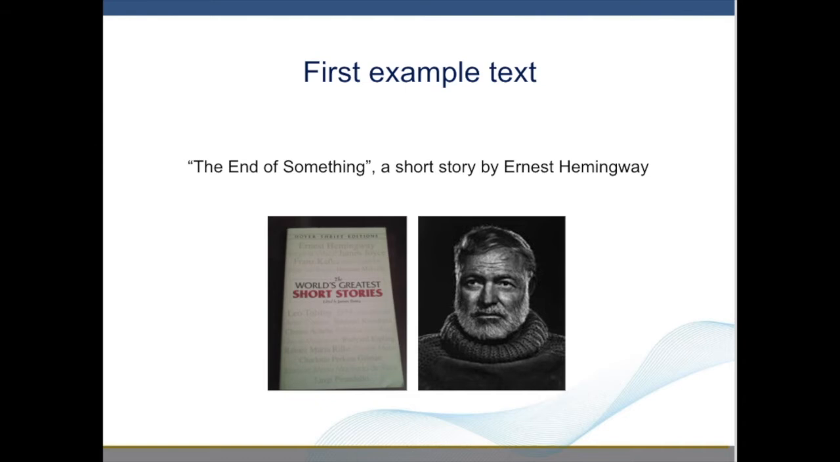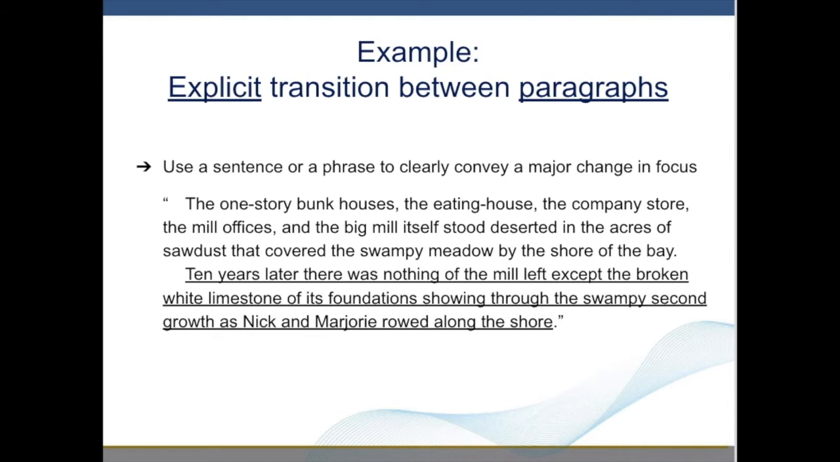Let's go over some examples that you can apply to your writing. I'll use The End of Something, a short story by Ernest Hemingway, as an example. First, we'll look at explicit transitions. To transition between paragraphs with an explicit transition, you could start the second paragraph with a sentence or phrase that clearly describes a major change in focus. The underlined sentence indicates that the second paragraph refers to a completely different time and environment than the previous paragraph.